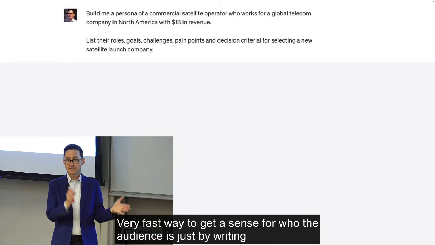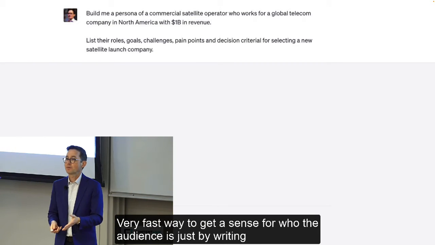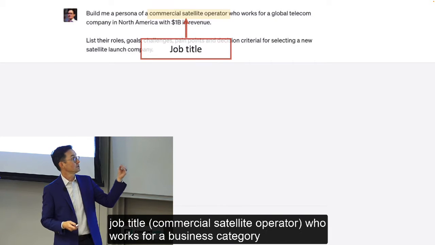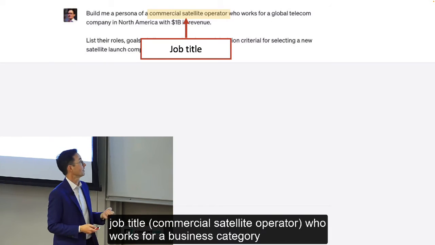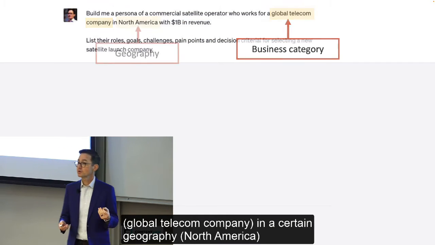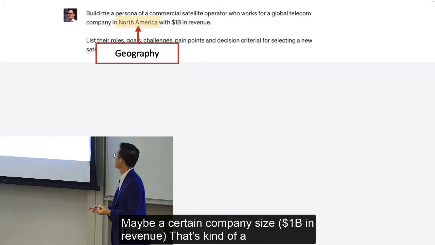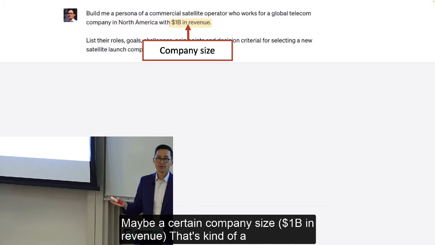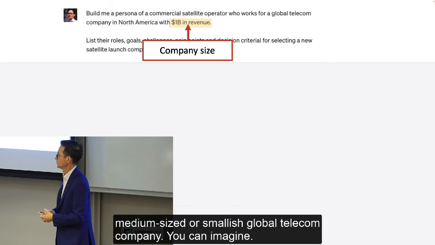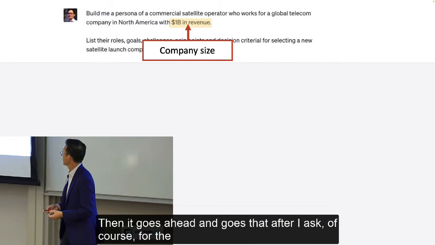Very fast way to get a sense for who the audience is just by writing a prompt that includes a few basic elements. Build me a persona of a job title, commercial satellite operator. Works for a business category, global telecom company. In a certain geography, North America. Maybe a certain company size, $1 billion in revenue. That's kind of a medium size or smaller global telecom company, you can imagine. And then it goes ahead and does that.